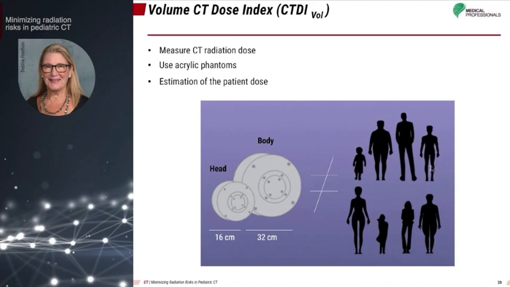The size of the patient in comparison to the size of the phantom will impact the accuracy of the reported volume CTDI. The closer the patient size to the size of the phantom, the more accurate the estimation. The greater the difference of the size of the patient and the phantom, the greater the underestimation or overestimation of the dose.